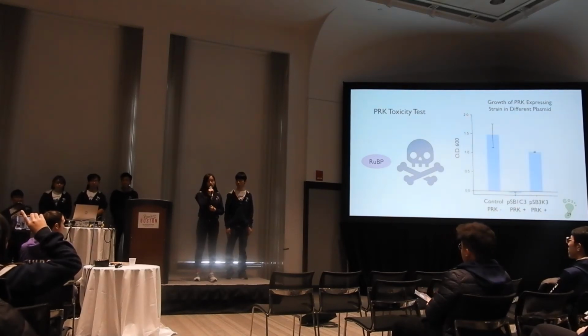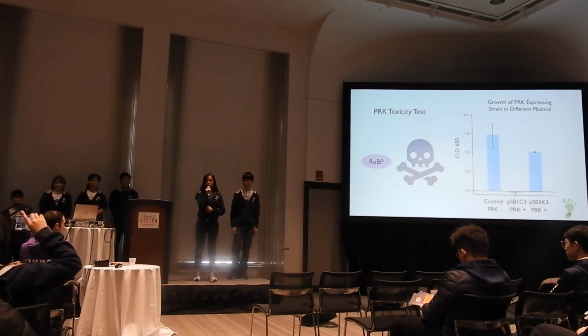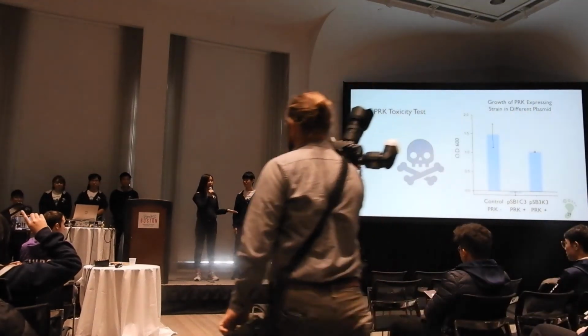At the same time, we realized that this is a serious problem because we want our E. coli to grow. However, we are able to solve this problem by cloning PRK into a low copy number plasmid pSB3K3. As you can see, the growth of E. coli was restored when PRK was expressed in pSB3K3. So, all the enzymes were expressed now.